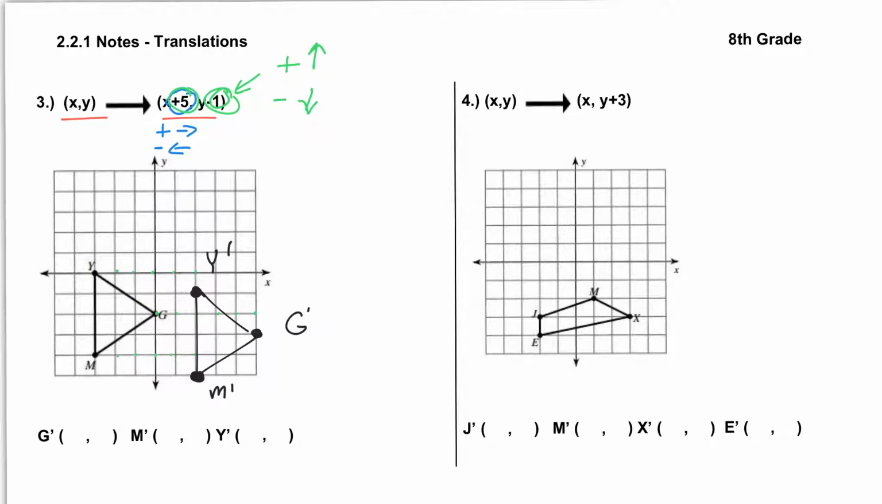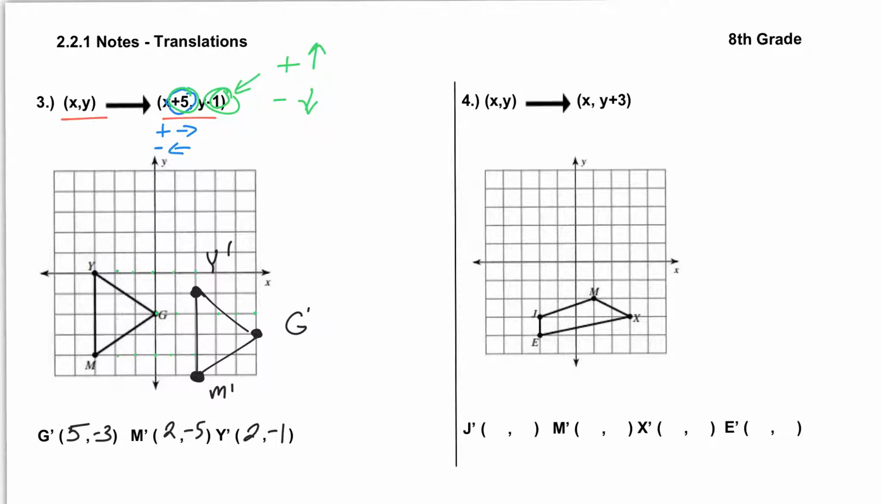So let's go ahead and give the coordinates here for our image. So G prime would be the point (5, -3). M prime would be the point (2, negative). And Y prime is the point (2, -1). Number 4 is that same notation. This is just another fancy way of writing a translation there.